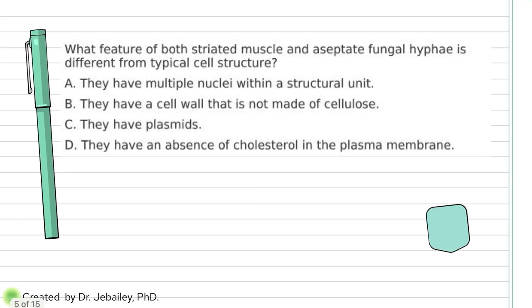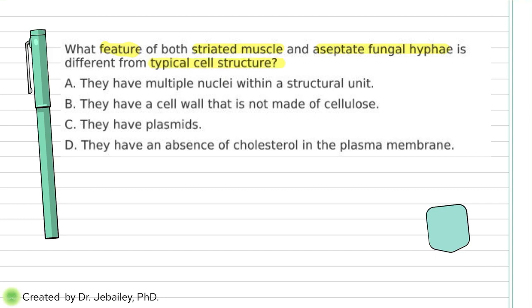Next, what feature of both striated muscles and aseptate fungal hyphae is different from a typical cell structure? So reading the question again, we're talking about a feature. Again, what is the trait? And now we have two exceptions, the striated muscles and the aseptate fungal hyphae. What makes them different from a normal cell? What is it about them?